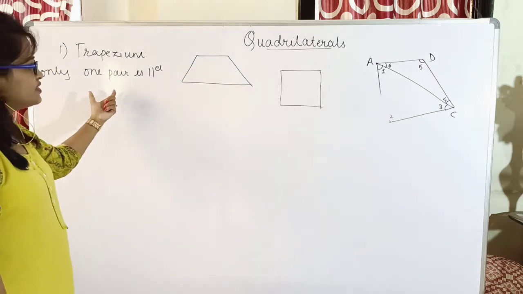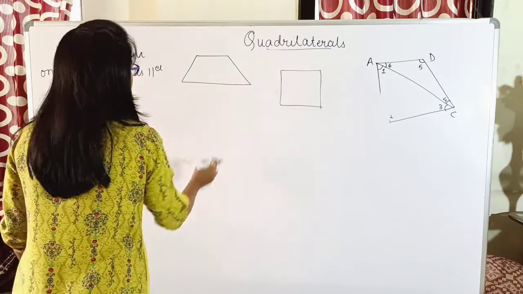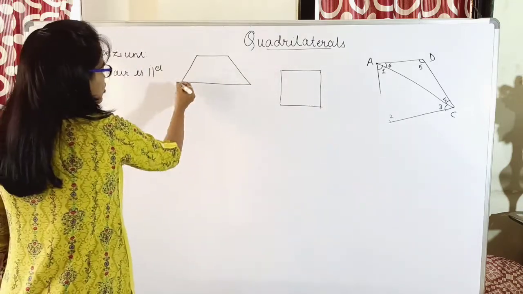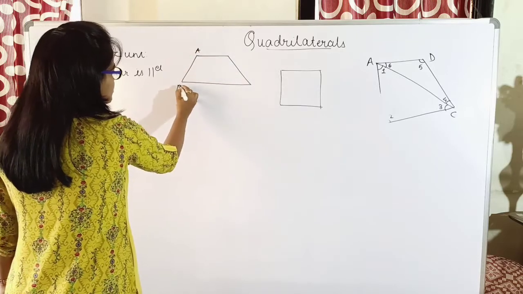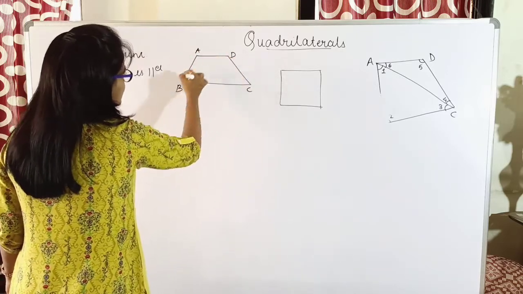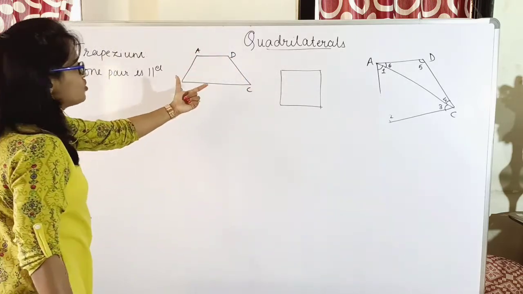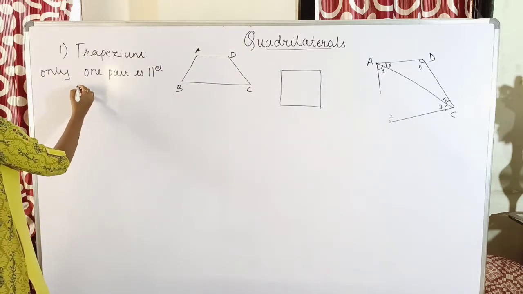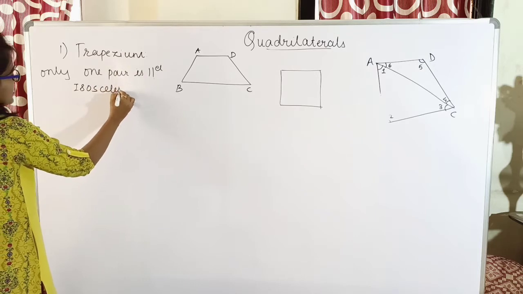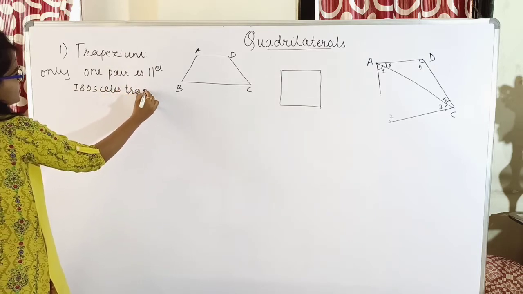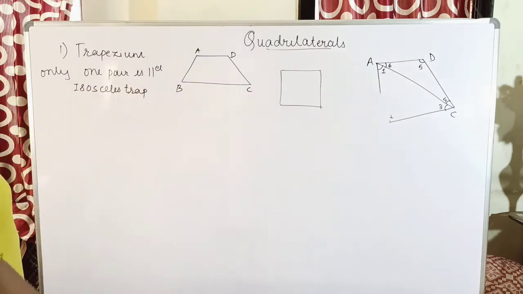So, it automatically means the other pair has to be non-parallel. Fair enough. Now the non-parallel sides, if they are equal in length, suppose this is my AB and this is my CD. If AB equals CD, which are the non-parallel sides, then we say that it is an isosceles trapezium. It is an isosceles trapezium if the non-parallel sides are equal.